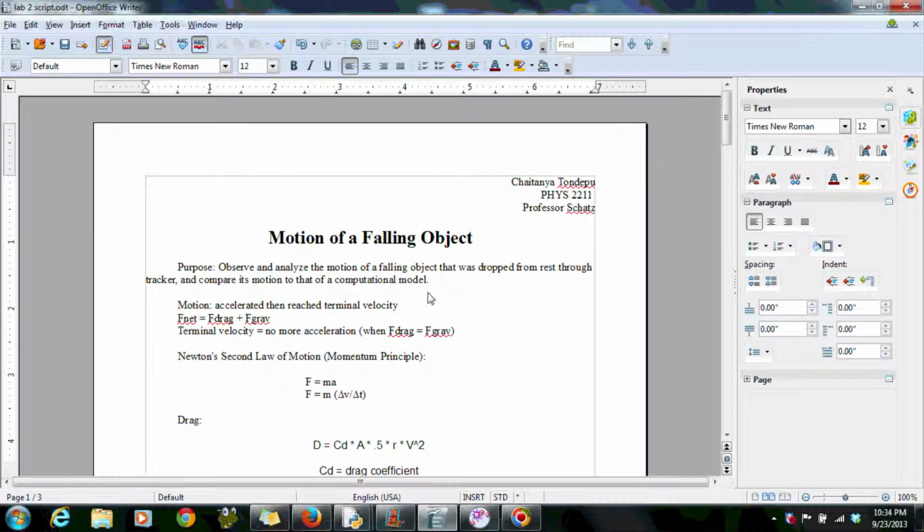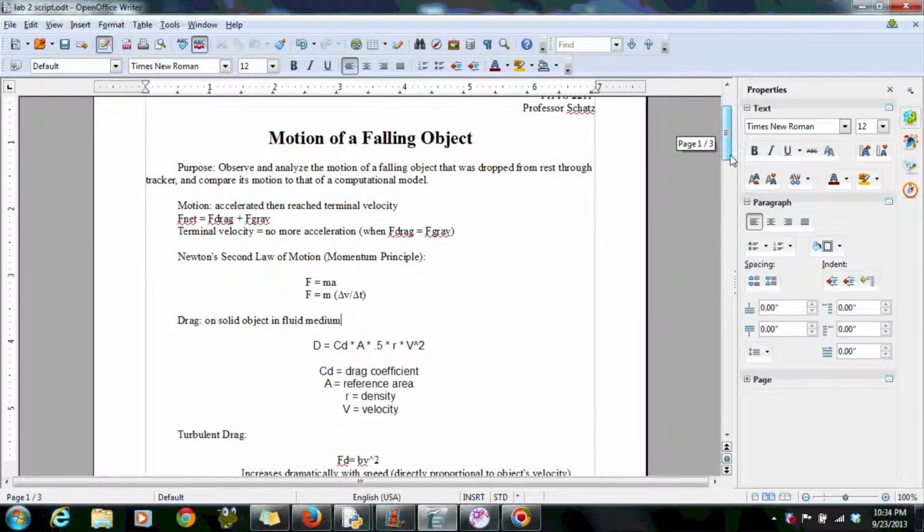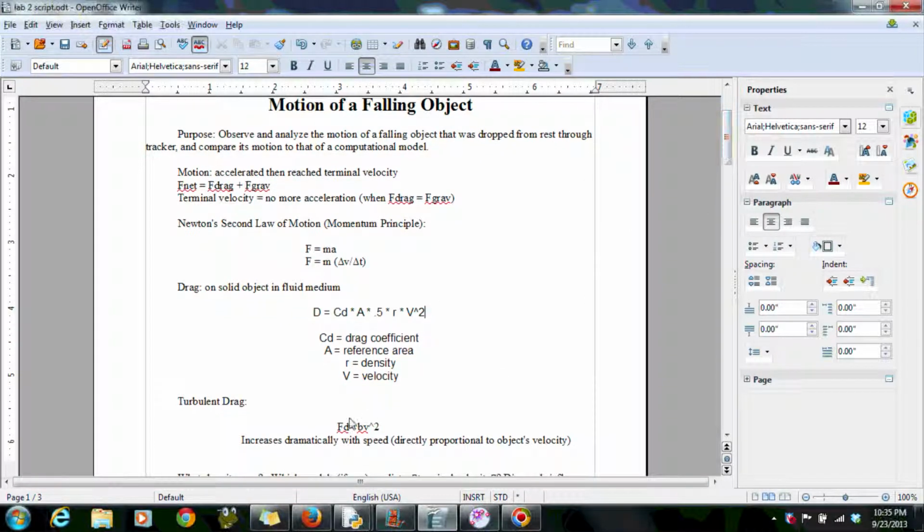The drag force is the force that is exerted on a solid object that moves through a fluid medium. In this case, the medium would be air. The drag force always increases as the speed increases, and when it eventually reaches the magnitude of the weight force, the object reaches terminal velocity. This will later be observed when comparing the computational and observed models.